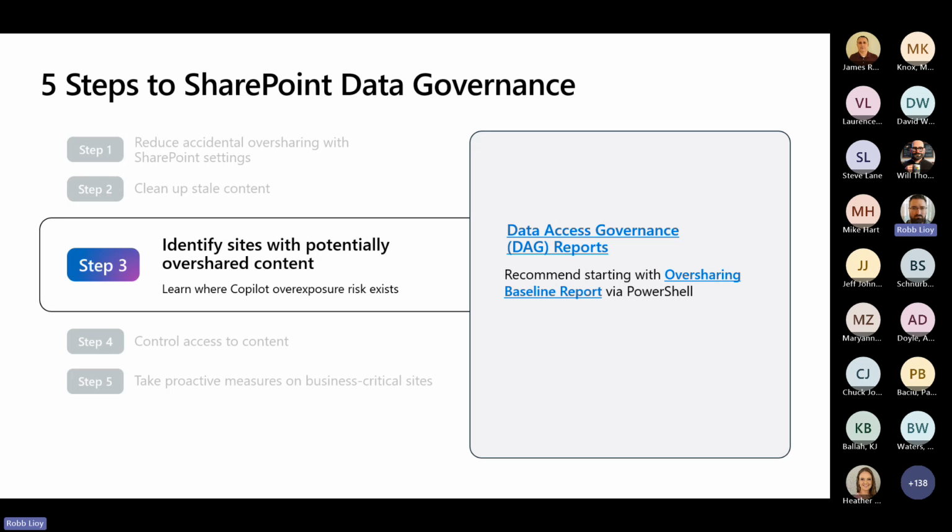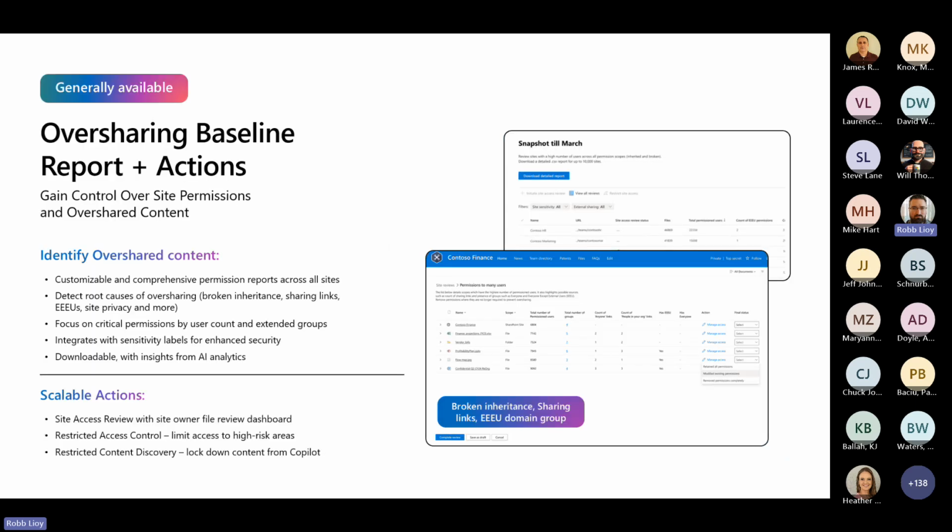Now getting into the data access governance reports, these are great because this is going to show you what is going on. And we do recommend, and I'll put this in the chat before we begin, and this is something we've talked about amongst ourselves, there's a baseline report you can run via PowerShell. And if you want more information on that, feel free to reach out. But basically the baseline report will give you an idea of what's going on.